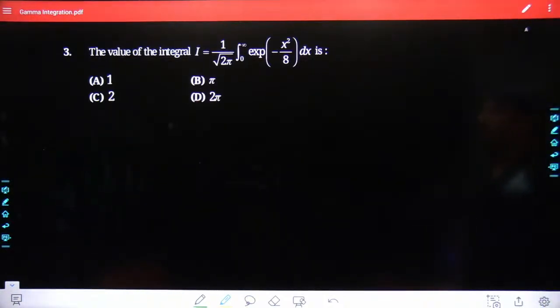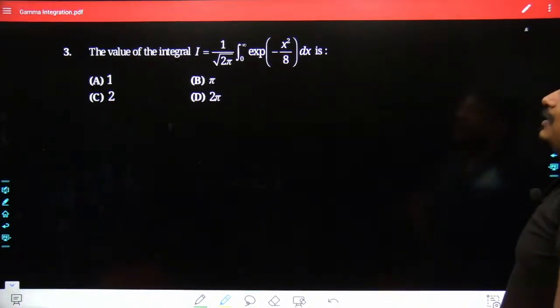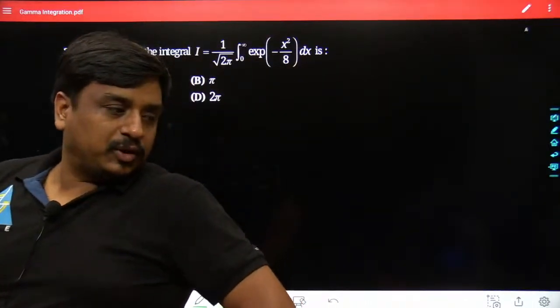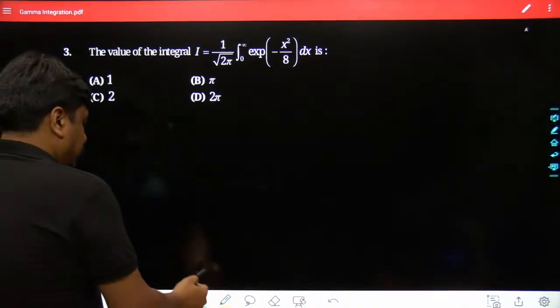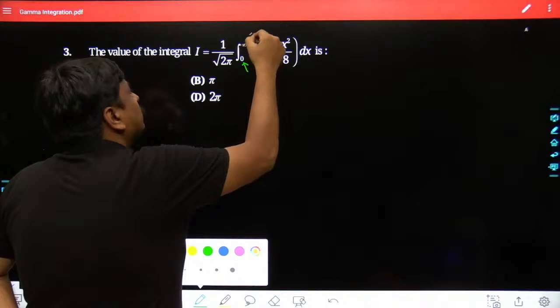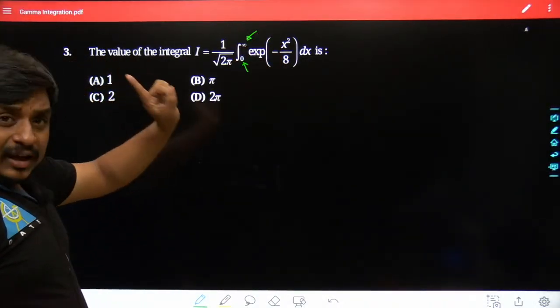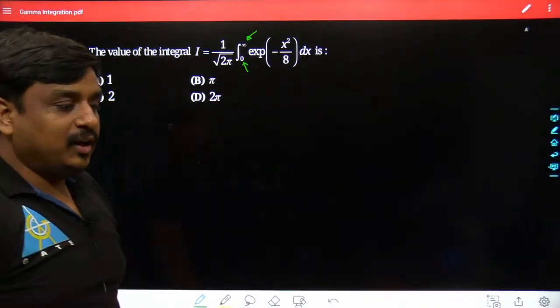The problem had been the value of integral I is equals to 1 upon root over of 2 pi, where the integration goes from 0 to infinity, exponent which has been raised to the minus of x square divided by 8 dx. What would be the worth of this given problem? Just focus over the function first, and also keep one thing in your mind, and that is nothing but its limit also, because the limit has not been from minus infinity to infinity, where the standard form of the PDF produces the area under the curve as 1.